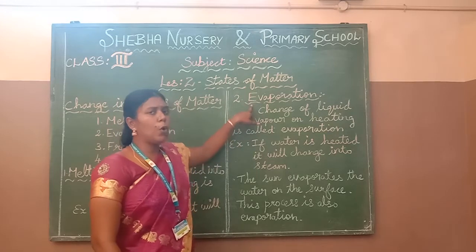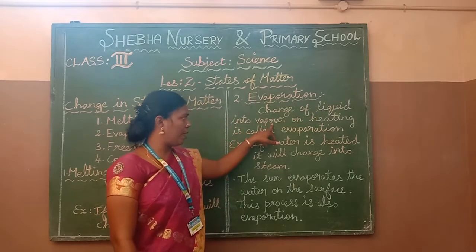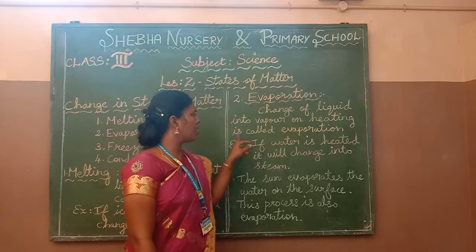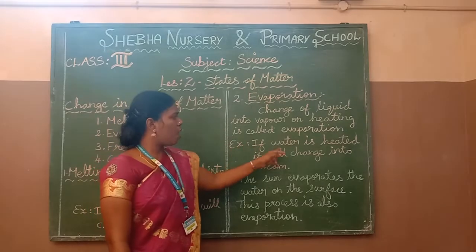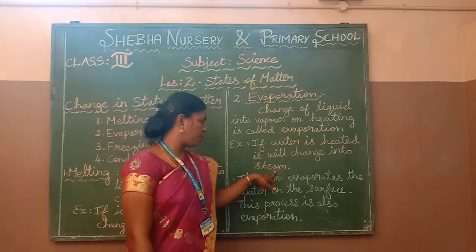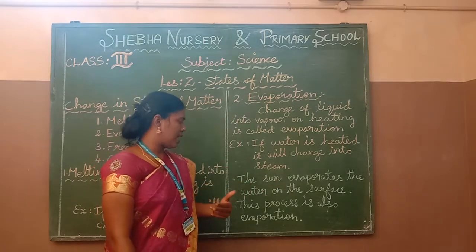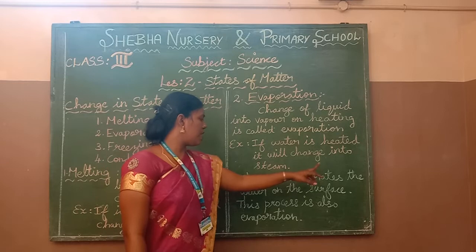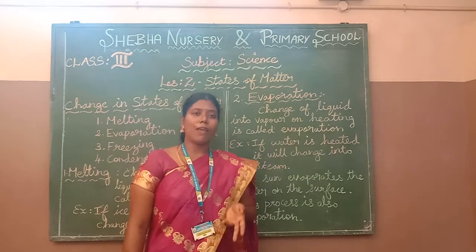Again, evaporation is the change of liquid into vapor on heating. For example, if water is heated, it will change into steam. Steam means vapor. Another example: the sun evaporates the water on the surface. This process is also called evaporation.